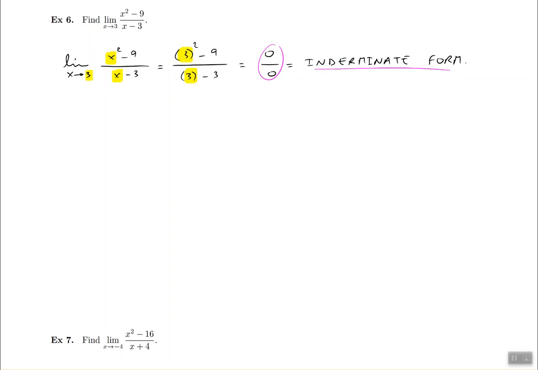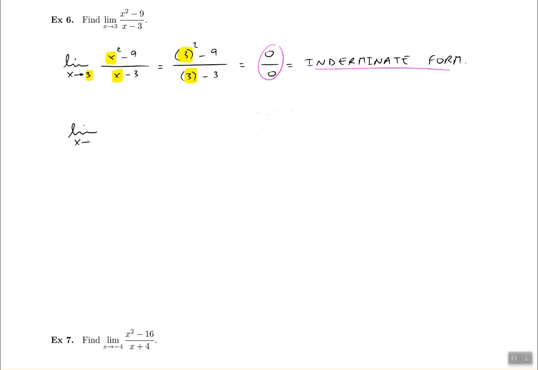Now, unlike 5 divided by 0, for example, that one does not have an answer at all. It's always going to be undefined. 0 over 0 is what we call indeterminate form because it can be fixed. It can be changed. It could be rewritten somehow to give a number. And here's how we do that work.